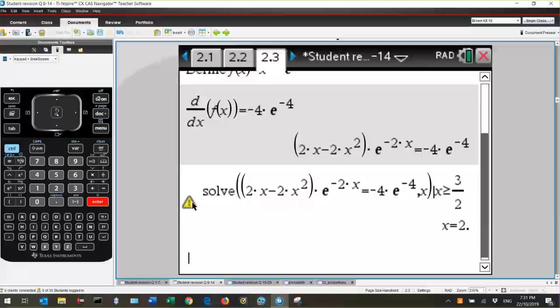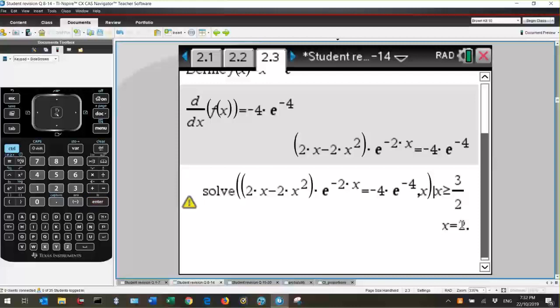Now sometimes you'll get these warnings that there could be more than one solution. I think you can be fairly confident that if the question is on the exam, it would have been checked as part of the vetting process in developing the exam. So I think you can assume that the answer that the technology gives you is going to be the one that you're after.